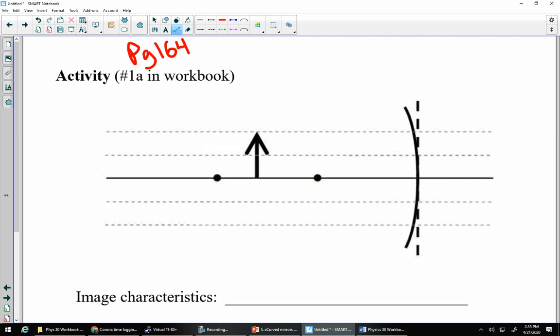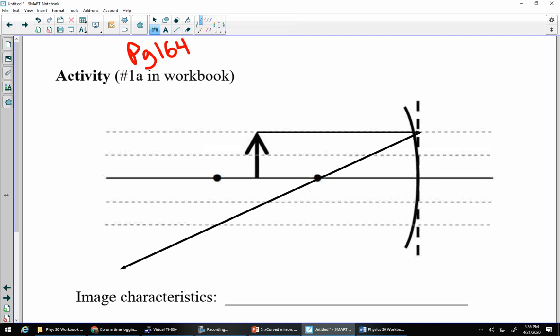All right, so we'll see how far we got with this one. I'm just going to pick my three rays. I always like to start with parallel. For me, it makes the most sense. So I draw one that is parallel to the principal axis. Once it hits the line that goes through the vertex, I'm going to have it going back through my focal point. So right about there. Again, I'm going to highlight that with a big old arrowhead because that's what I want to focus on when all is said and done.